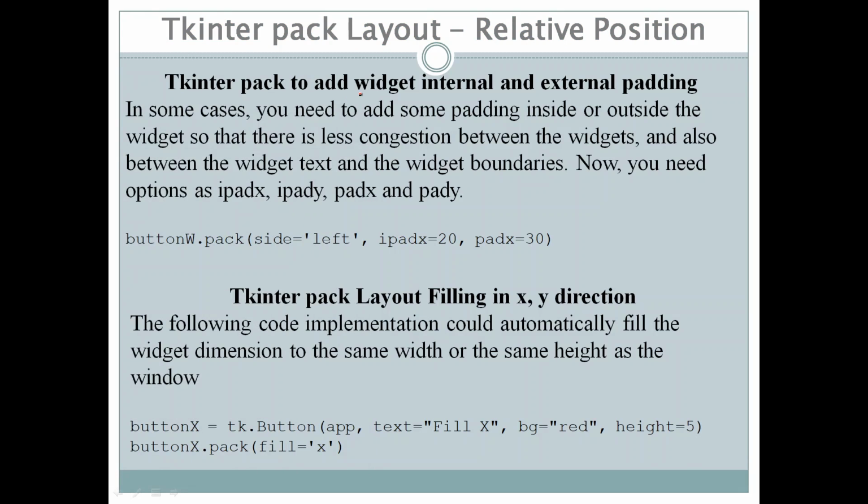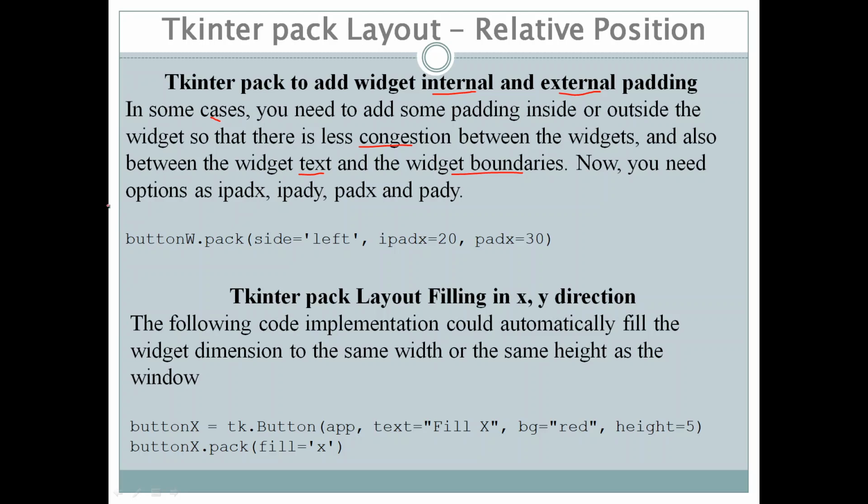Okay, there are other parameters which can be used with pack layout. The other parameters: Tkinter pack to add widget internal and external padding. We can add padding to the components internally or externally by passing some other parameters as arguments to the pack method. In some cases, you need to add some padding inside or outside the widgets so that there is less congestion between the widgets and also between the widget's text and widget boundaries.